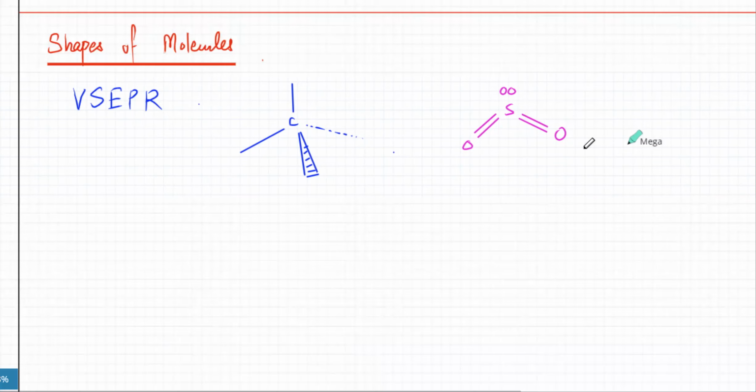So the thing is, valence shell electron pairs, bond pairs and lone pairs, all repel each other. All these electrons in the outer shell are repelling each other. So around an atom, you have lone pairs, that's the first one, and you have bond pairs.